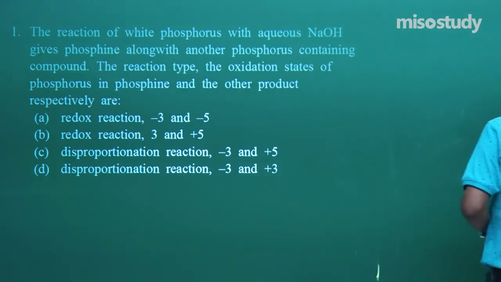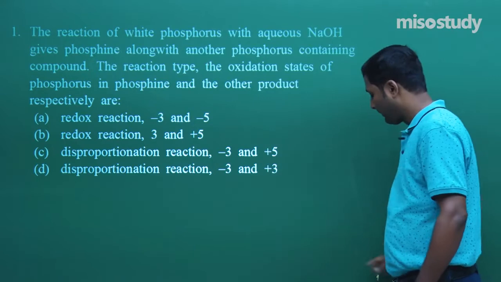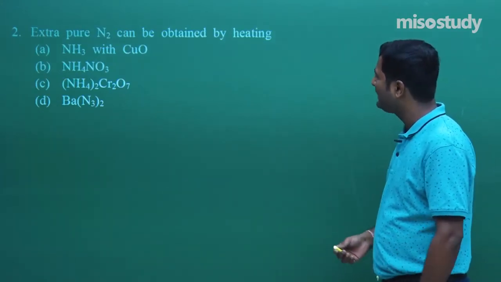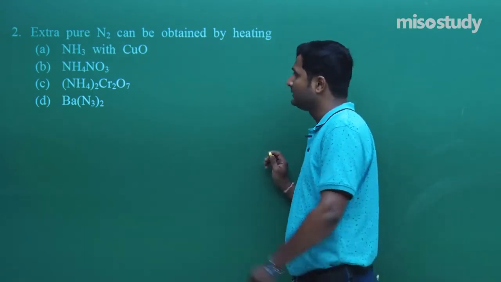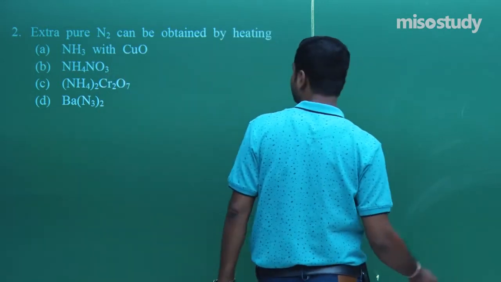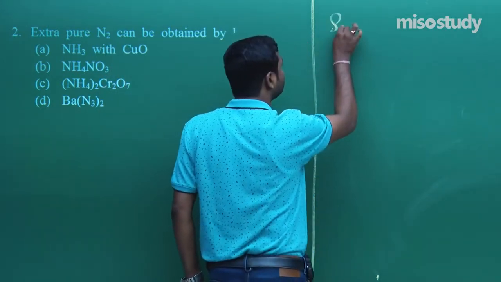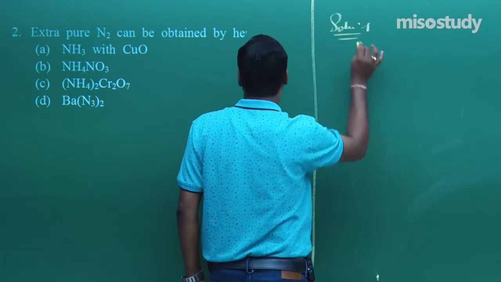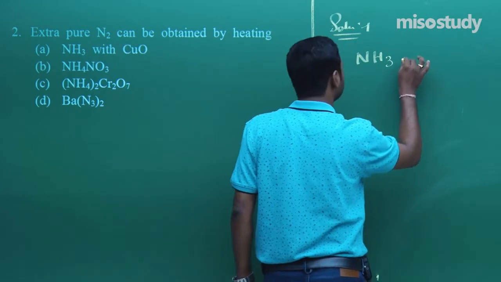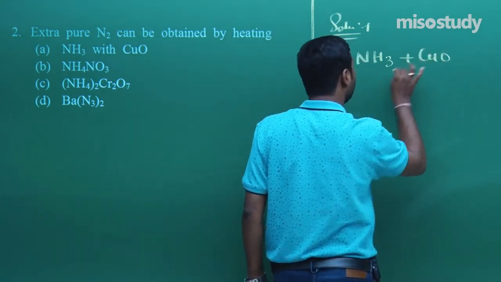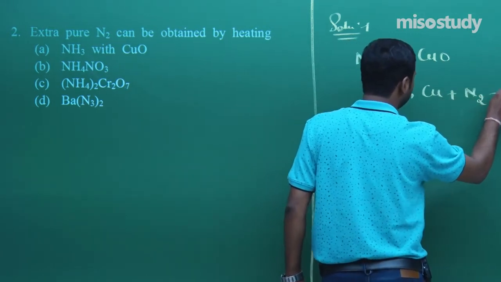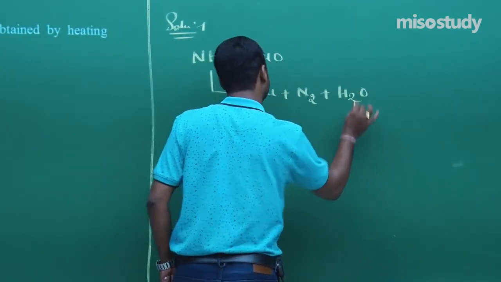Now let's move to the next question, question number 2. Extra pure N2 can be obtained by heating, that is NH3 plus Cu. First of all, write down the equation in this case, that is the solution. Now, the first equation is NH3 plus CuO. It gives you Cu plus N2 plus H2O, clear? This is the first case.